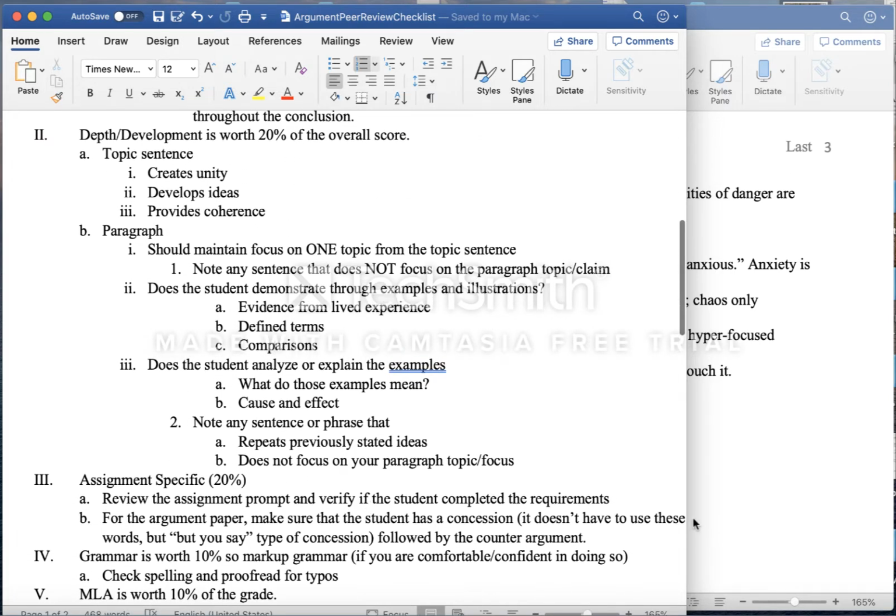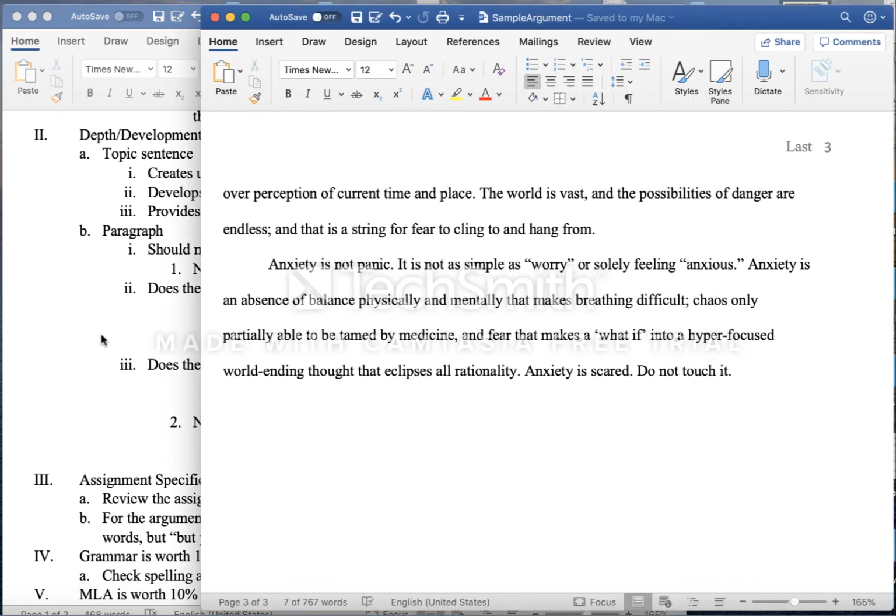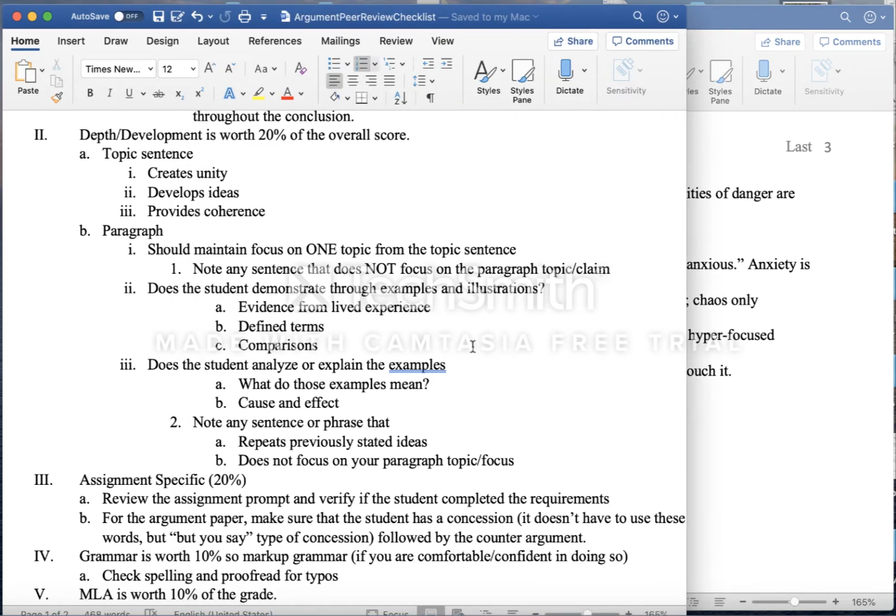Next, we're going to look at development. Development is worth 20% of the overall score. It creates unity by having a topic sentence that develops the ideas and provides coherence. The paragraph should maintain focus on one topic that's in the topic sentence. Any sentence that does not focus on the paragraph's topic or claim, you would recommend that the student writer revise or eliminate it. Does the student demonstrate through examples and illustrations?